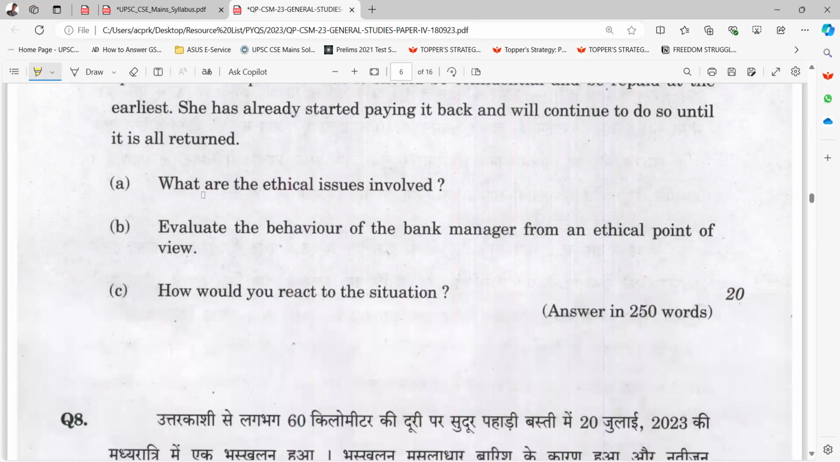A. What are the ethical issues involved? B. Evaluate the behavior of the bank manager from an ethical point of view. C. How would you react to the situation? So this question should be answered in 250 words. It's a 20 marker question.